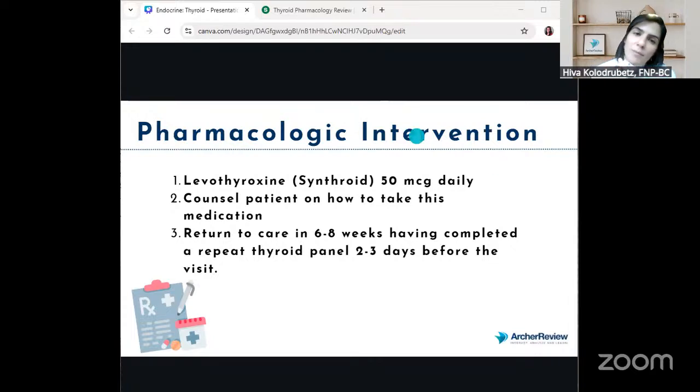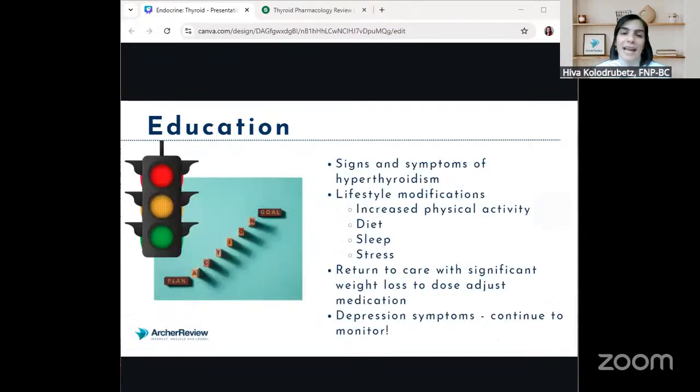So I said 50 micrograms. If you guys feel more comfortable with 25, that's okay. But you can also start as high as 50 micrograms. That's okay, and start slowly titrating up.